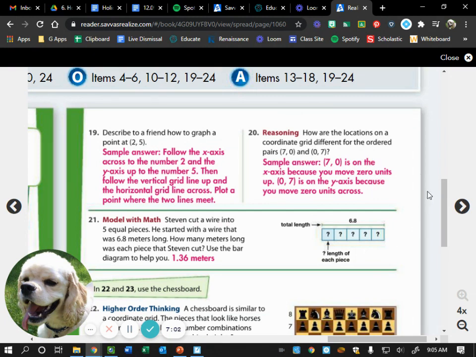Yes, Jack. Well, we're on number 20. Yep, number 24 was a little tricky. Richie, what did it look like? 0, 7. 0 is the x-axis, and then 7 is the y-axis.